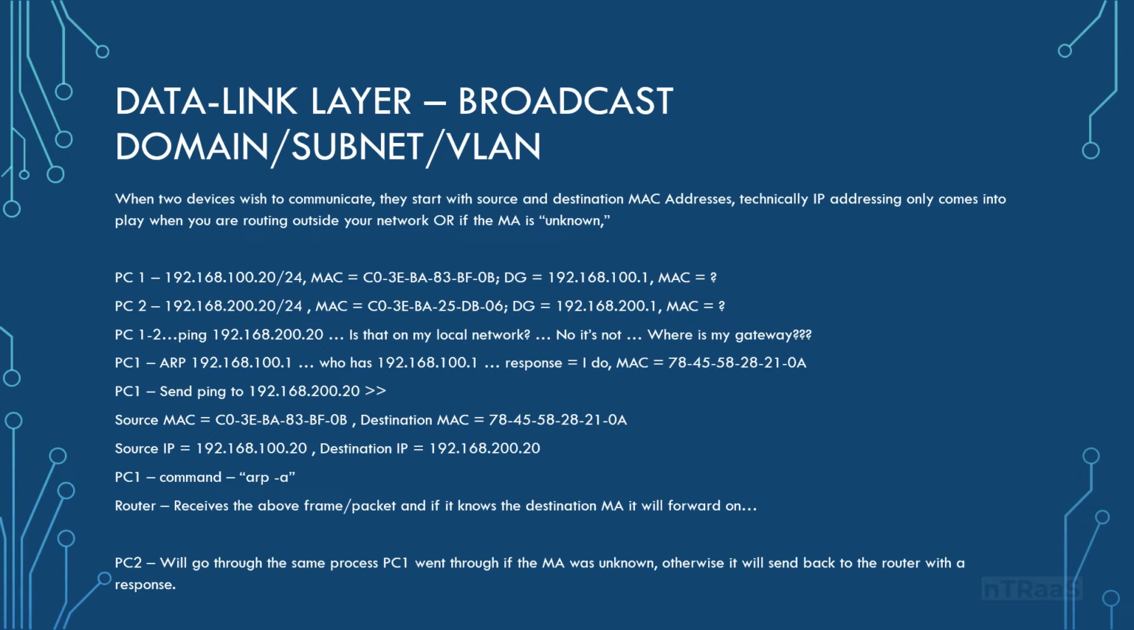So the PC has to ask, where is my gateway? So PC1 basically does an ARP for its gateway. I need an ARP, so who has 192.168.100.1? The default gateway, of course, sends a response saying, I do, and here is my MAC address.